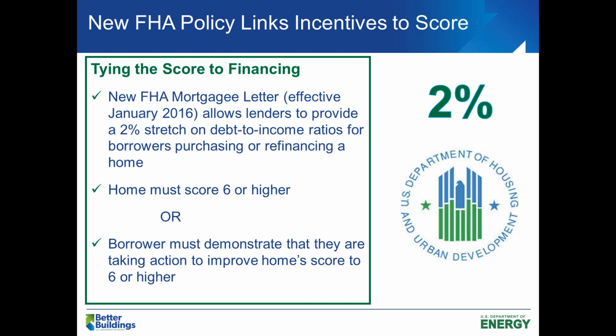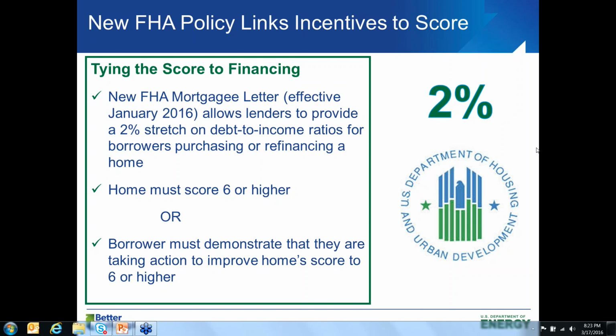And so the way the 2% stretch works is that, let's say I can qualify for the qualifying ratio that FHA allows, which is 35% debt to income. But if I'm buying a house that is a 6 or better, I would actually bump up to a 37% debt to income ratio. So I could have a higher amount of debt compared to my income, and therefore I might qualify for a larger loan or a different house than I typically would have. And it can actually be pretty substantial.